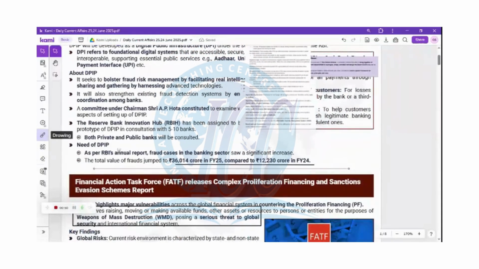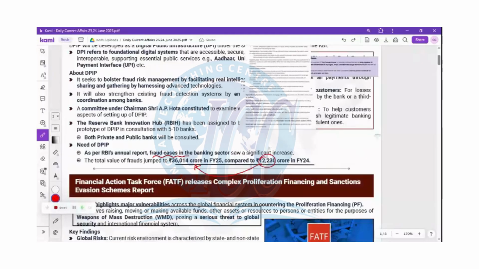As per RBI's annual report, fraud cases in the banking sector alone are seeing a significant rise. Look at this, from 12,000 to almost three times. The total value of frauds jumped to nearly 36,000 crores. So should I remember these facts? Yes.